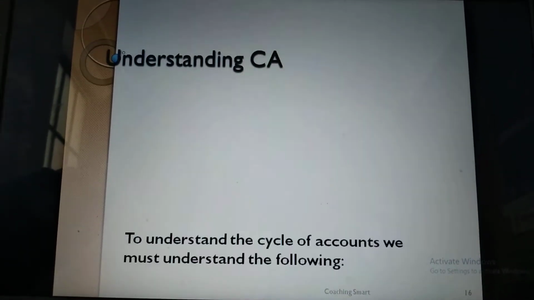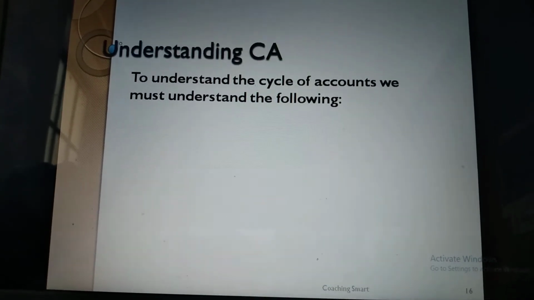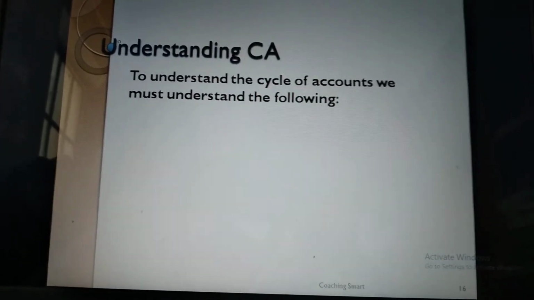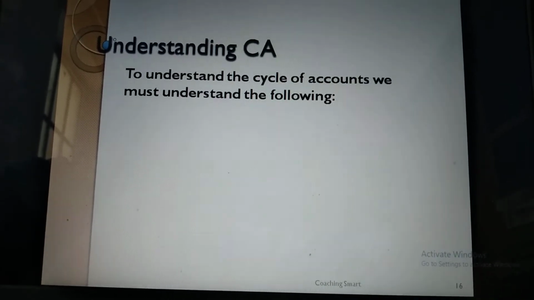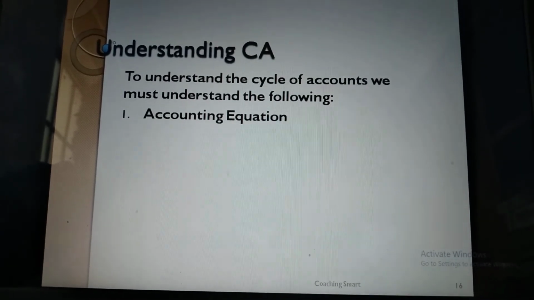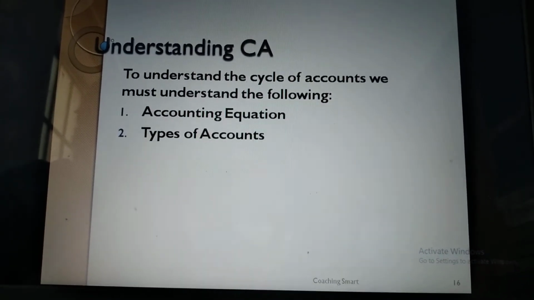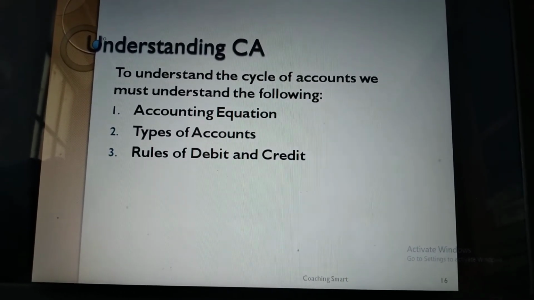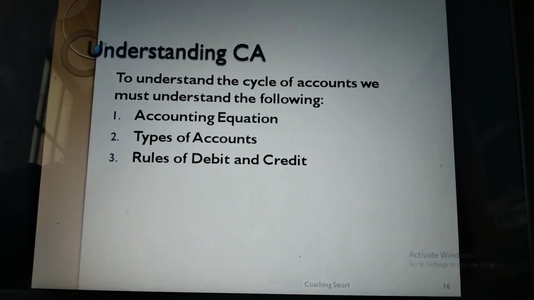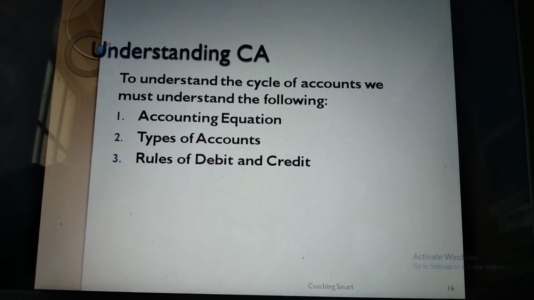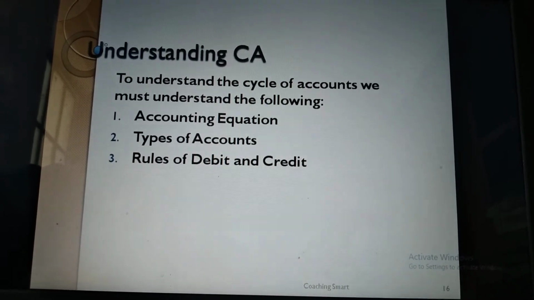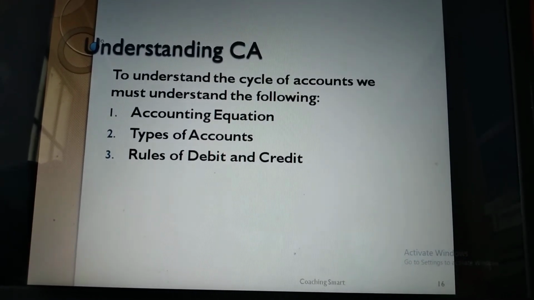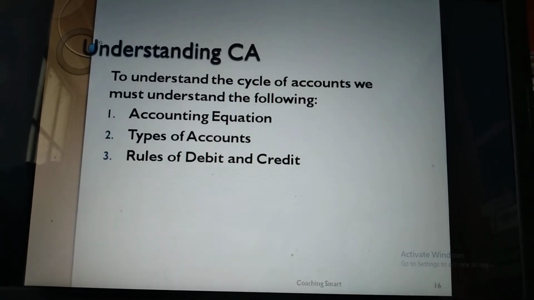Understanding cycle of account. To understand cycle of account, we must understand the following. 1, these are the pillars of accounts. Accounting equation. 2, types of account. 3, rules of debit and credit. This determines the pillar of account. After getting the foundation, we must establish the pillars. So there are only 3 pillars of accounts: accounting equation, types of account, and rules of debit and credit.